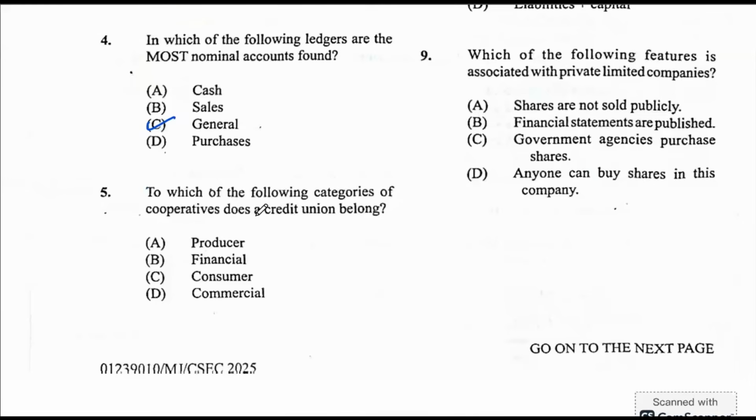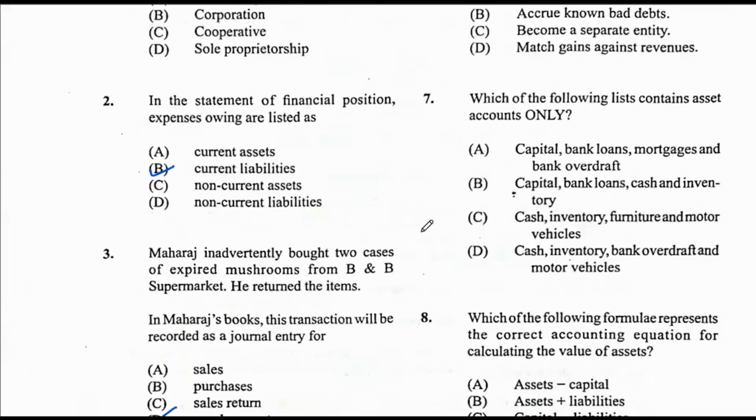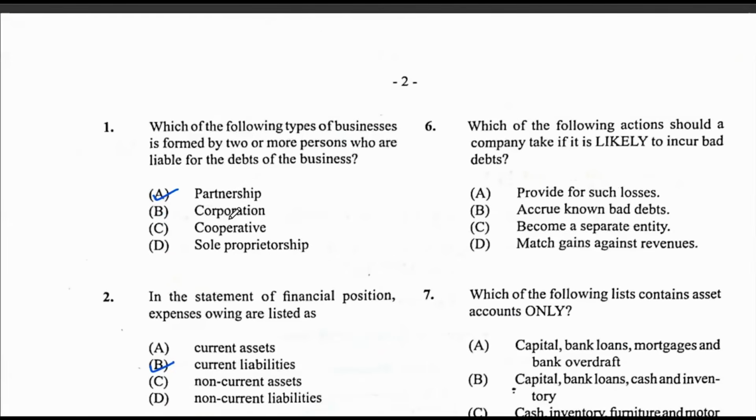Question 5. To which of the following categories of cooperatives does a credit union belong? Well, a credit union is an example of a financial cooperative. Great job, guys. Moving on to question 6.